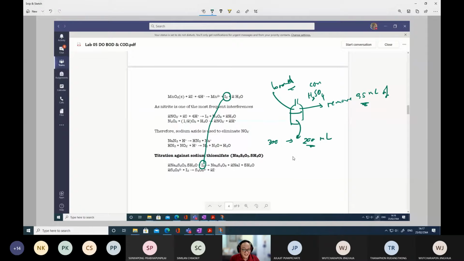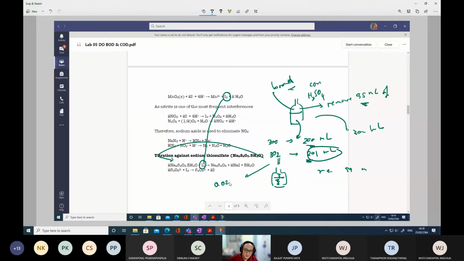This is a technical problem, but after adding 2 solutions previously, the total volume becomes 202. That is why we require 201 ml for the titration, but the volume of this bottle is 300 ml. So we have to remove 99 ml. 300 ml, remove 99 ml, so that the volume left is just 201 ml. So we only take this volume and then use it for the titration. Titration against what? Against the sodium thiosulfate.